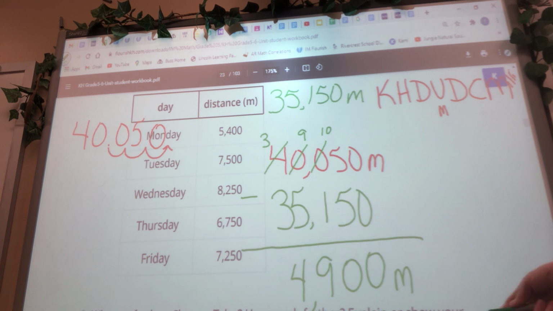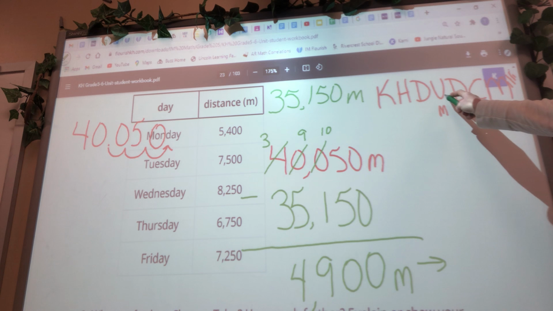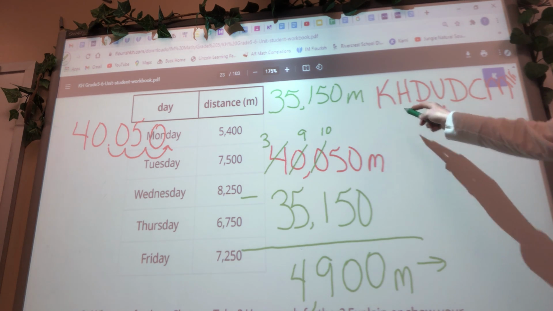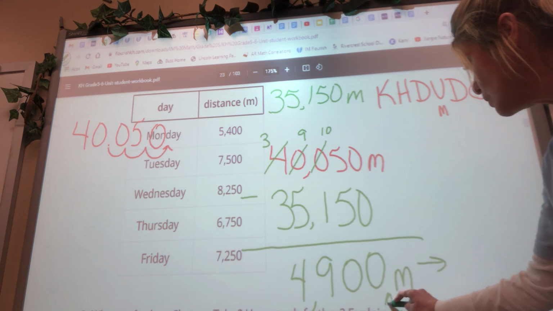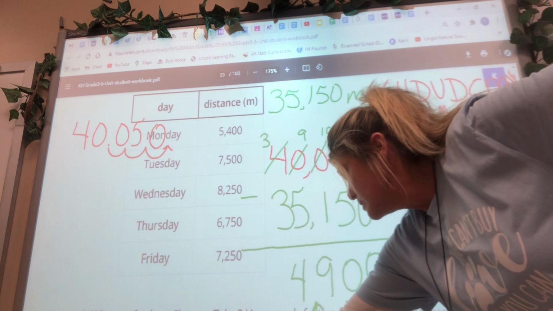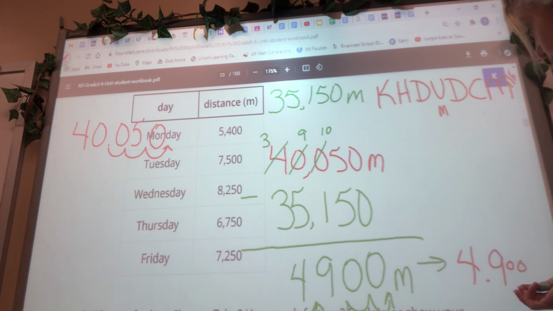And now let's put it back in kilometers. So if we're here at meters and we want to go to kilometers, it would be 1, 2, 3 multiples of 10. So 1, 2, 3 multiples of 10. So to put it back in kilometers, it would be 4.9, and then 0, 0. It doesn't change the value. It would still be 4 and 9 tenths because 4 and 900 thousandths is equivalent to 4 and 9 tenths.